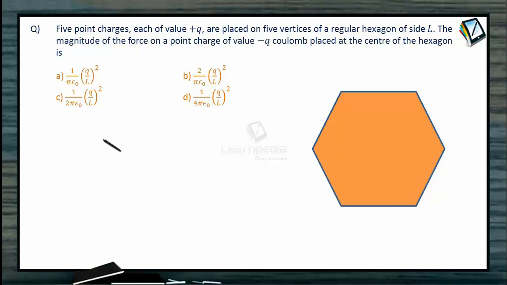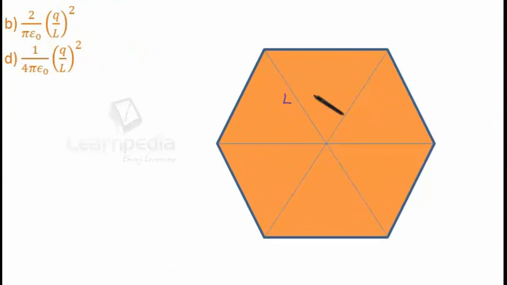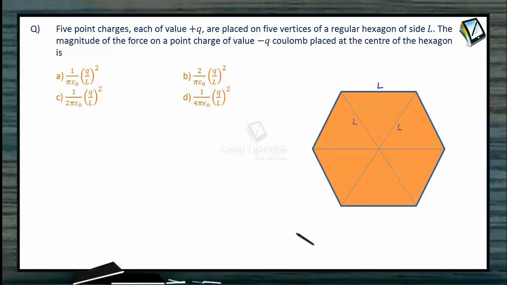The magnitude of the force on a point charge of value minus q coulomb placed at the center of the hexagon. So we have to find the force on a charge which is placed at the center of the hexagon. Here the hexagon has side L. That means this is L, this is L, as we know that equilateral triangles are formed. This is the center of a regular hexagon.